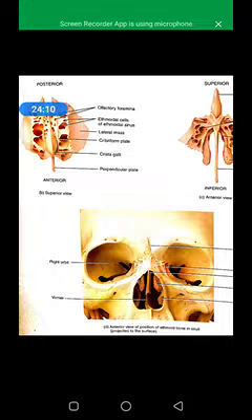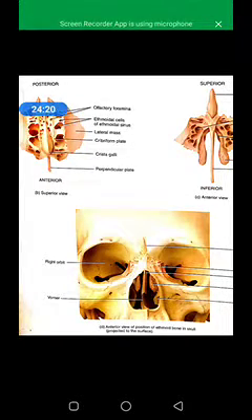If you see the posterior view of your ethmoid bone, it will look like this. The anterior view and the posterior view. First you can see the anterior view, how it will look. So it is right orbit, left orbit. There is the vomer, the crista galli up, the lateral mass, the perpendicular plate, the middle nasal concha, and the inferior nasal concha. These are the various structures present.